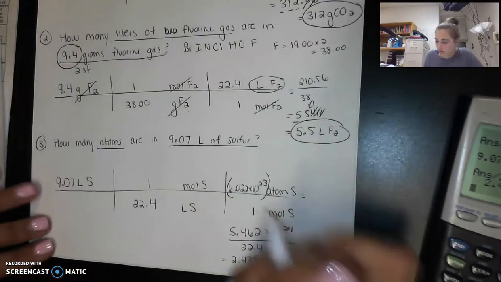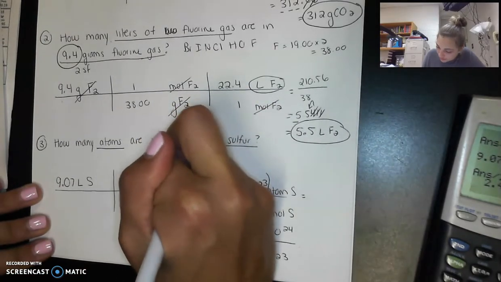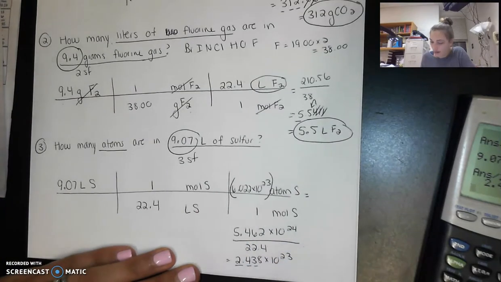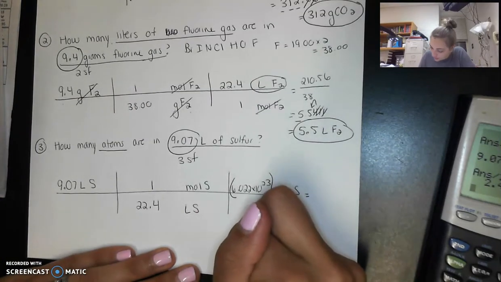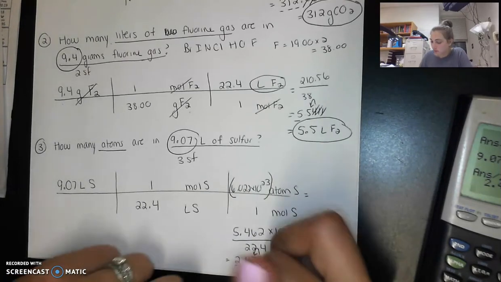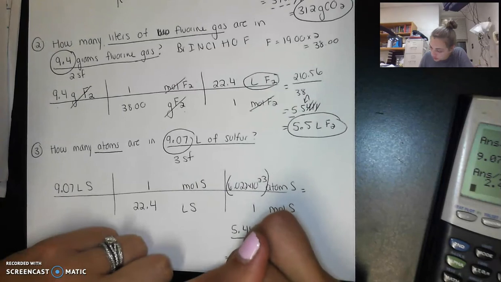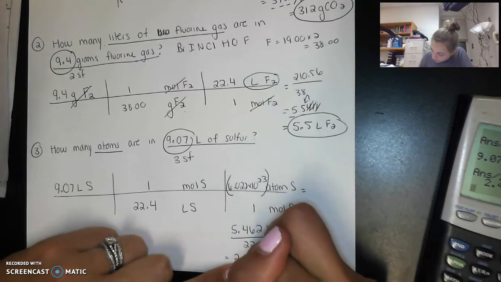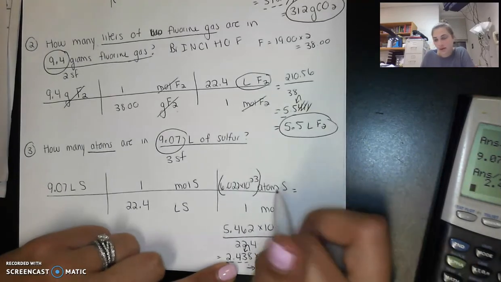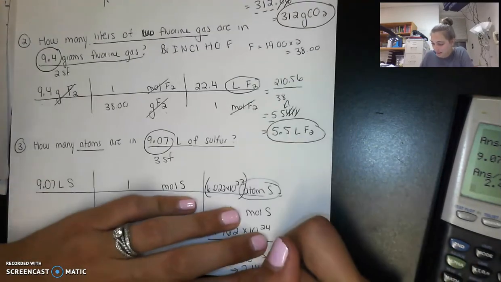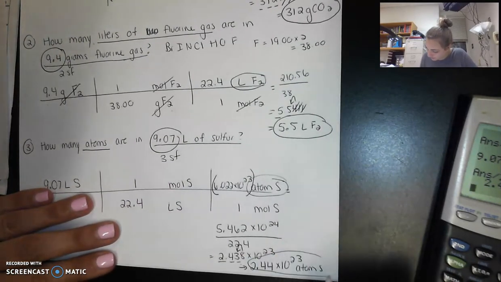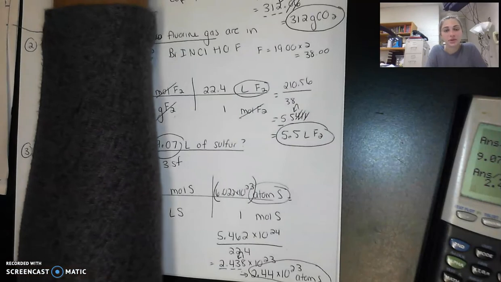Okay, so I started off with 3 sig figs, so I have to end with 3 sig figs. So the 2, 4, and 3 are my sig figs. I look directly to my right, and that's an 8. 8 rounds up. So it's going to change to 2.44 times 10 to the 23rd, and then our ending unit is atoms of sulfur. There we go. That's how we do a 2-step mole problem.